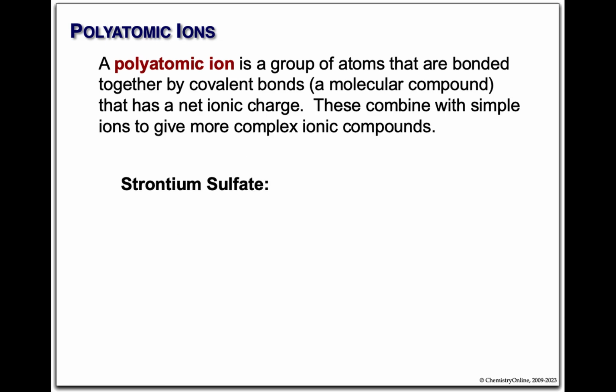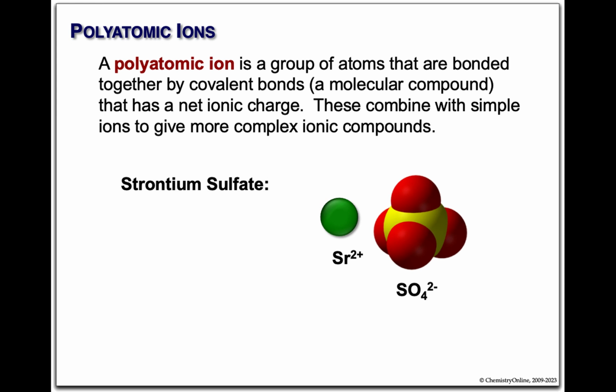Strontium sulfate. Strontium. Group 2, +2. Sulfate. Sulfate is a collection of 1 sulfur, 4 oxygens, and this group, this covalent group, this molecular group, has a charge of -2.